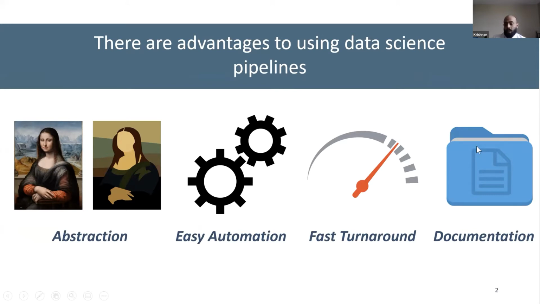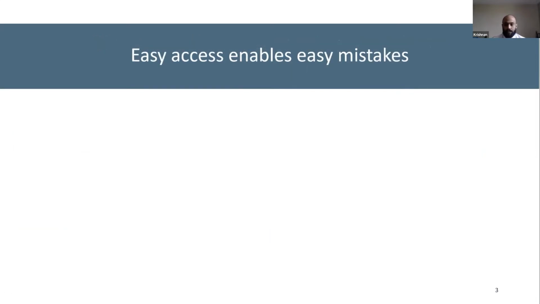So why am I here? What am I giving you a talk about? So this is the problem. All of this is made so easy in tools like KNIME. For instance, if you want to build a whole data science pipeline to derive some insights, you could probably do that in 2 minutes in a tool like KNIME. But all this easy access enables super easy mistakes.